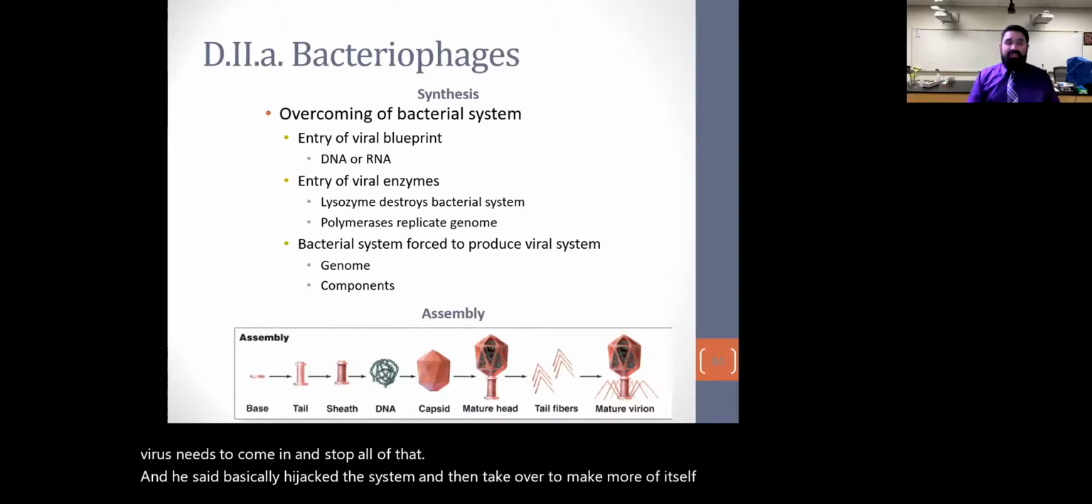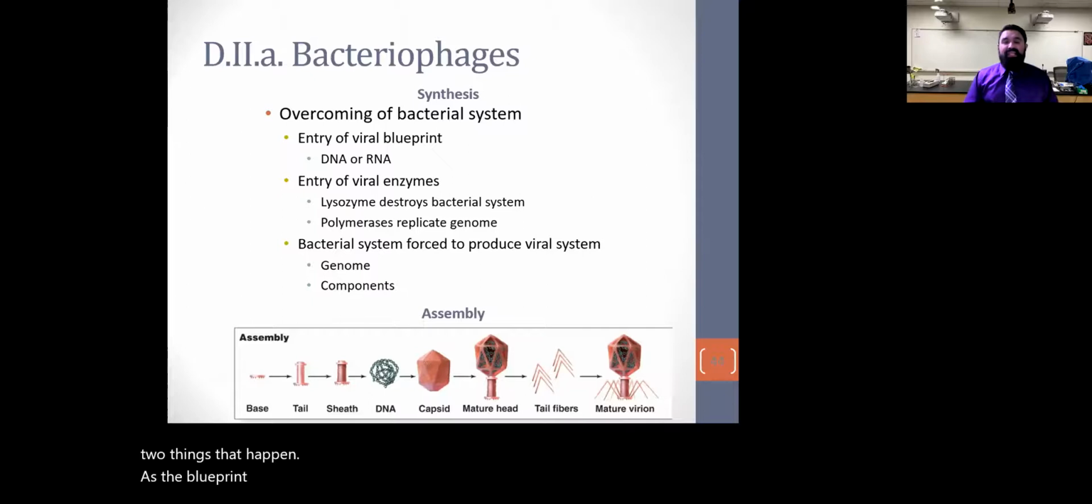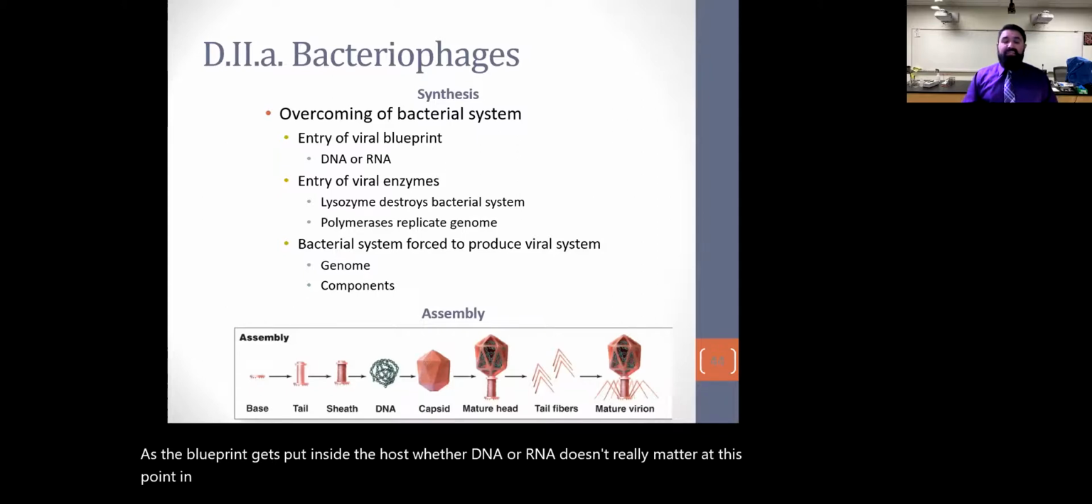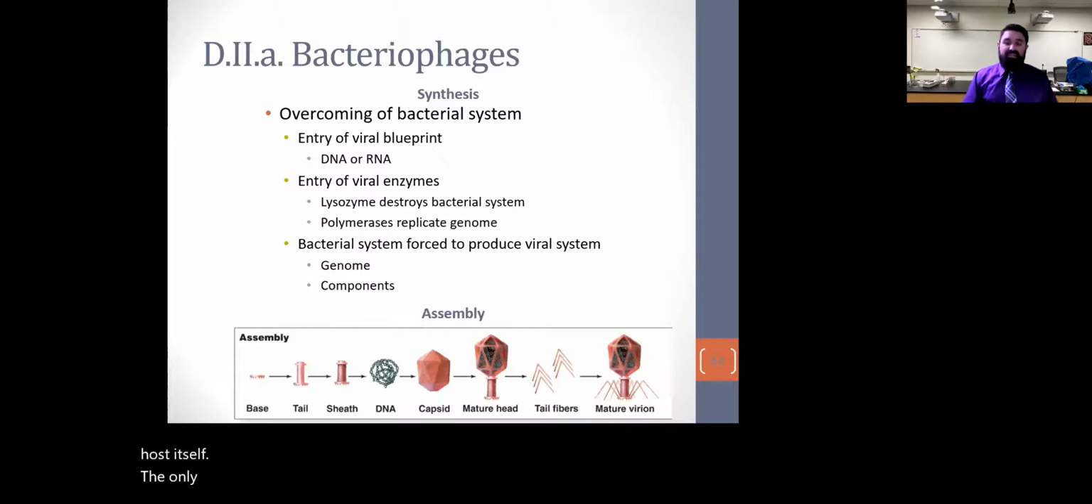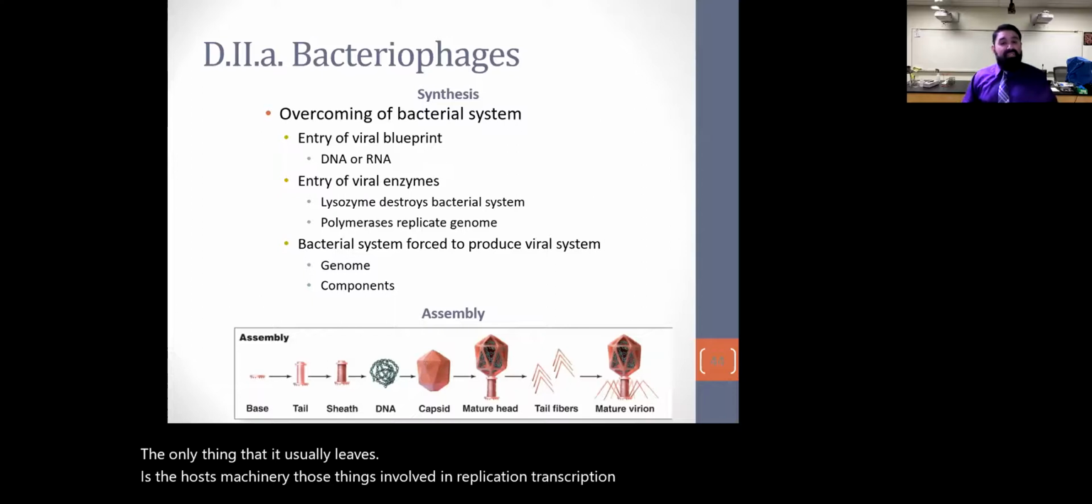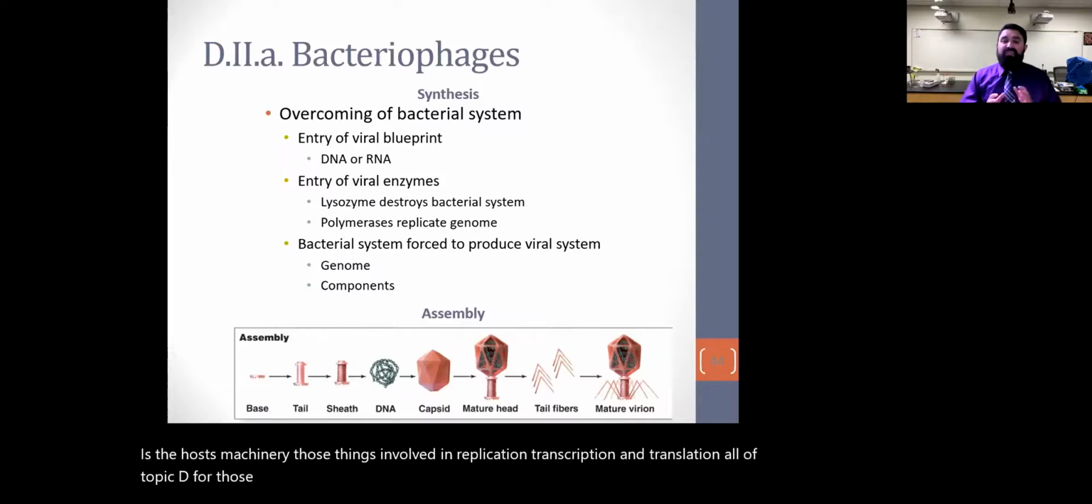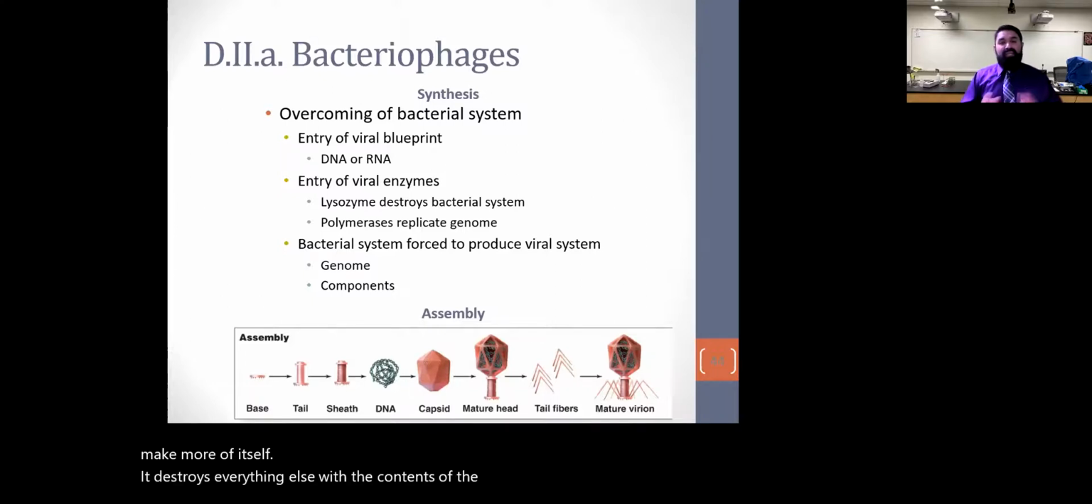So there are two things that happen. As the blueprint gets put inside the host, whether DNA or RNA, it doesn't really matter at this point in time, one of those proteins that I had mentioned before, that lysozyme, starts melting everything inside the host. It starts destroying every single aspect of the original host itself. The only thing that it usually leaves is the host's machinery, those things involved in replication, transcription, and translation, all of topic D, for those who remember, right? It leaves those things intact so that it can use them to make more of itself. It destroys everything else of the contents of the cell with the exception of that machinery.